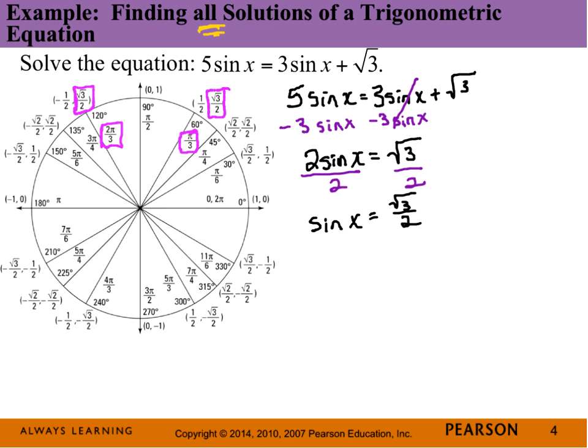So here's where we are so far. The solutions for just one revolution through the unit circle, so that's 0 to 2 pi, are pi over 3 and 2 pi over 3. But we want to find all possible solutions.